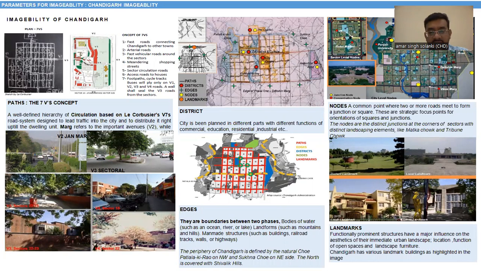When we talk about edges, there are boundaries between two phases. We have a stream of water body running across, we have these landforms, and apart from this, there are some man-made structures also which act as edges. Nodes, as you can see, the intersections of the roads, create very interesting nodes, though now the Chandigarh administration is coming up with proposals of renovating each node and adding some landmarks to each node by means of some sculpture or some landscape elements.